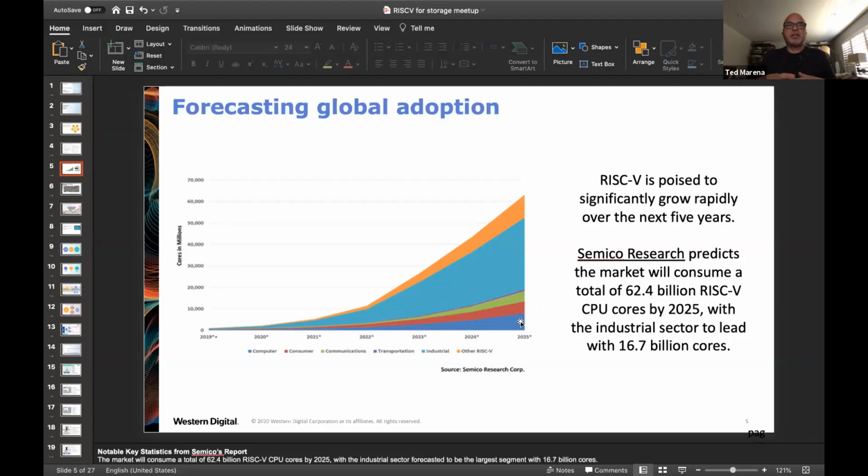Then as the ecosystem grows more and more, you're going to start to see externally exposed architectures like the Microchip one, like the Greenwaves and so on. You can see significant growth here in a number of different markets, and this may be hard to see, but industrial is a big chunk of the market, with some small slivers in transportation, communications, compute, and consumer.